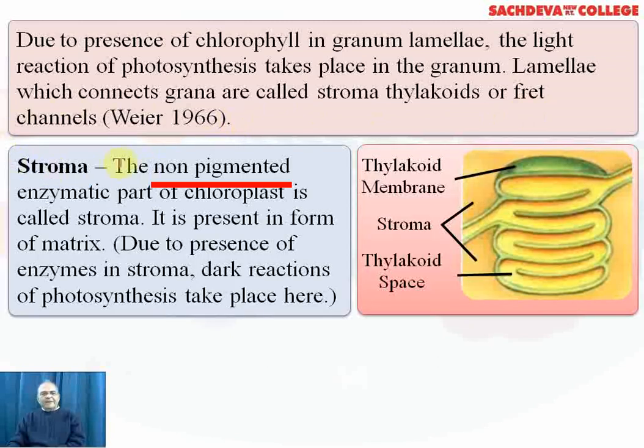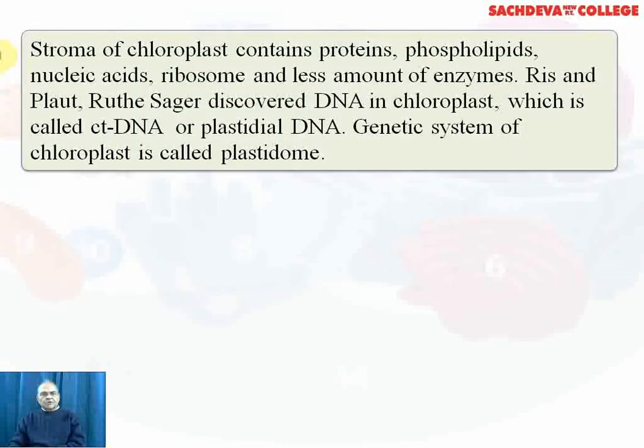The non-pigmented enzymatic part of the chloroplast is called stroma, and it is present in the form of a matrix. Due to the presence of enzymes in the stroma, the dark reaction of photosynthesis takes place. That is, you can say there is a division of labor: the granum is concerned with the light reaction, and the stroma is connected with the dark reaction. The stroma of the chloroplast contains proteins, phospholipids, nucleic acid, ribosomes, and a small amount of enzymes.